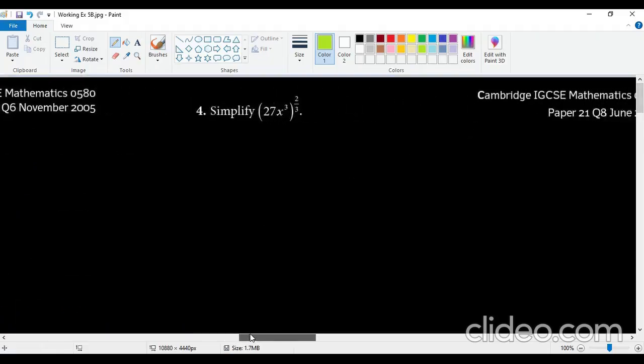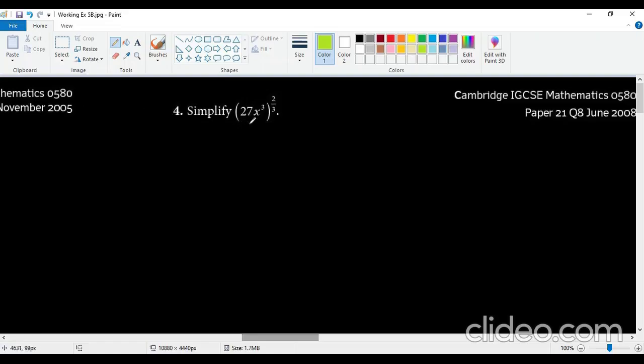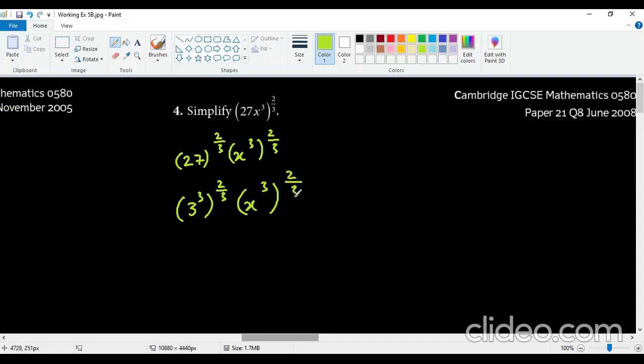You know very well I can write 27x cube as this one, (27x cube), where this power is for both of them, and I can write this as this because this power is for both of them. And I know very well I can write 27 as 3 cube, power 2 over 3, and x cube power 2 over 3.